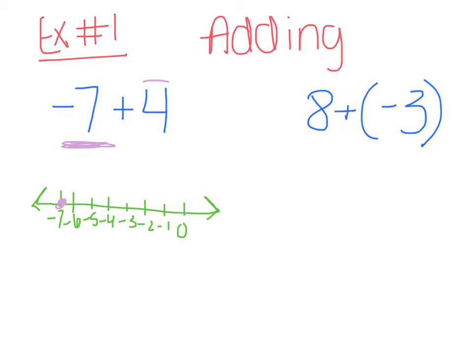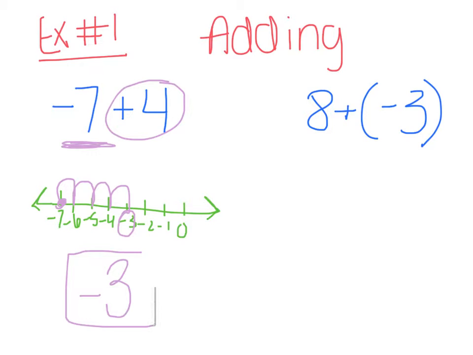And we're adding 4. When we add with negative numbers, that means we're trying to get back to 0 or close to 0 as we can. So if I'm adding 4, I'm going to be going 4 spaces. 1, 2, 3, 4, which lands me on -3, which is going to be closer to 0. So I know that my answer is correct.